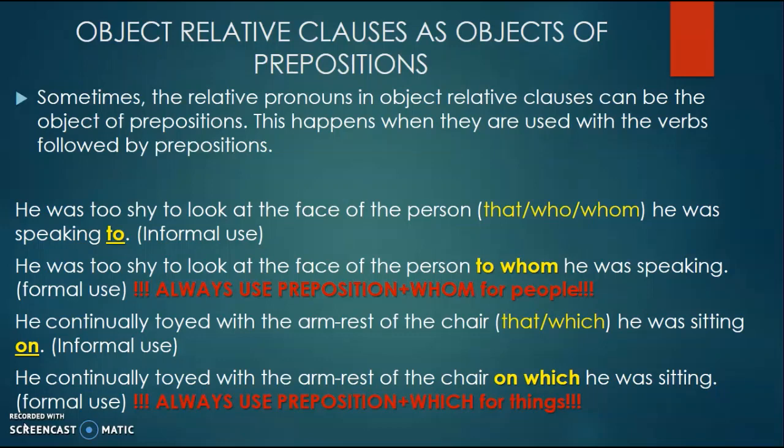Now, let's see the examples. He was too shy to look at the face of the person he was speaking to. He was too shy to look at the face of the person to whom he was speaking. He continually toyed with the armrest of the chair he was sitting on. He continually toyed with the armrest of the chair on which he was sitting.